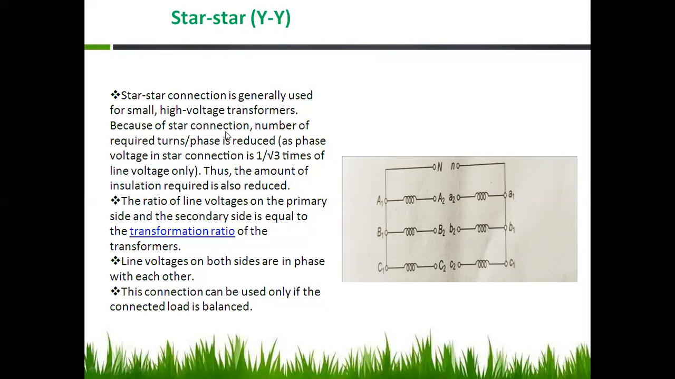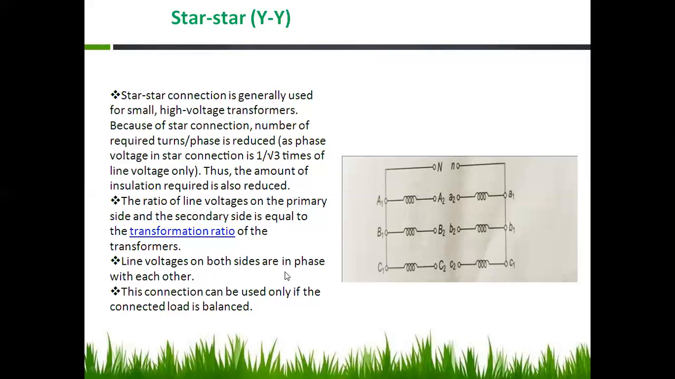Because of the star connection, the number of required turns per phase is reduced, as the phase voltage in star connection is 1 by root 3 times the line voltage only. Thus the amount of insulation required is also reduced. The ratio of line voltage on the primary side and the secondary side is equal to the transformation ratio of the transformers. Line voltages on both sides are in phase with each other.